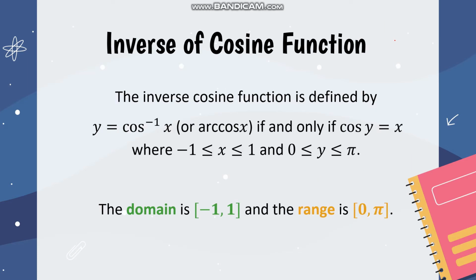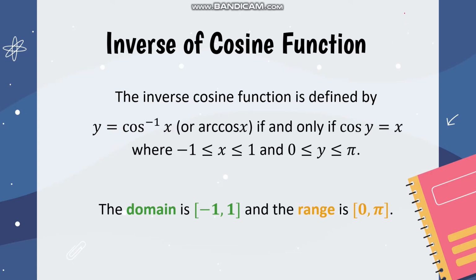For our cosine, it's still the same: y equals cosine inverse of x, or arc cosine x, if and only if cosine of y is equal to x. Again, y here refers to the angle that we will be using. The x values, the trigonometric values, are still the same, from negative 1 to 1, so that's the domain. For the range, it's now from 0 up to pi. So these are the angles that we will consider.